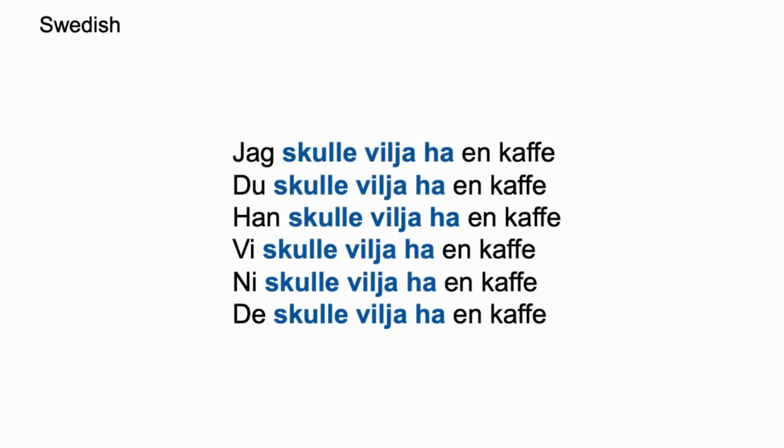So, jag skulle vilja ha en kaffe. That means I would like to have a coffee. What I love about Swedish is that you don't even conjugate anything. It's just literally the same everywhere, always. There's not even an S in the third person.